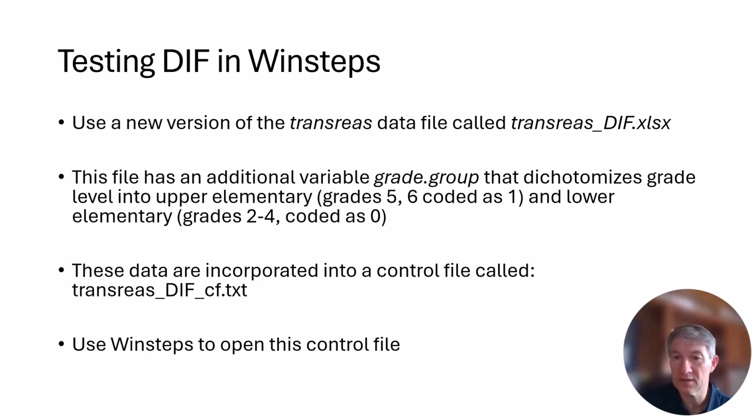I've also gone ahead and made a control file from this modified transitive reasoning data. And in the course, you'll see a text file called transres_diff_cf, where CF means control file. That is the control file we want to pull into Winsteps for analysis. So go ahead and stop the video and go out into Winsteps and make sure you have opened up this control file that I just described.